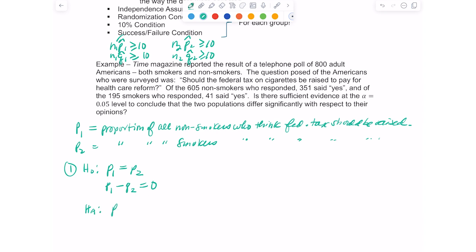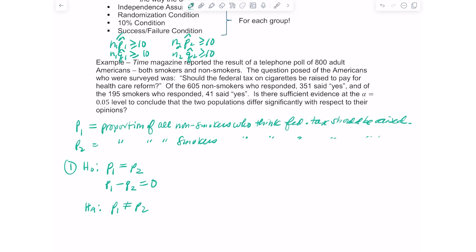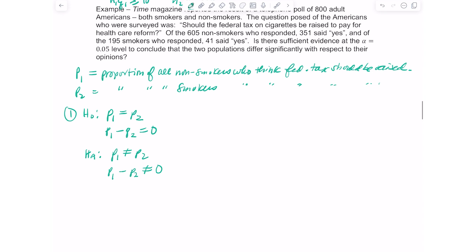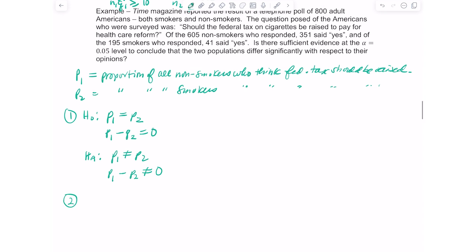And I know that because the question we're looking at is we want to see whether the two populations differ significantly. So that just means, are they not equal? And then of course you can always write it as P1 minus P2 does not equal 0. So that means there is a difference. I want to check my steps, but usually I do that after I write down my calculations here.